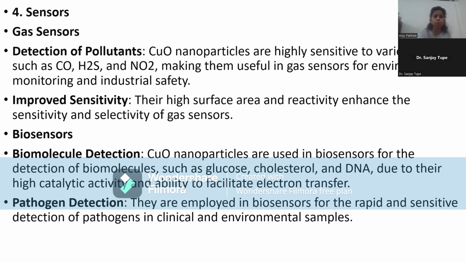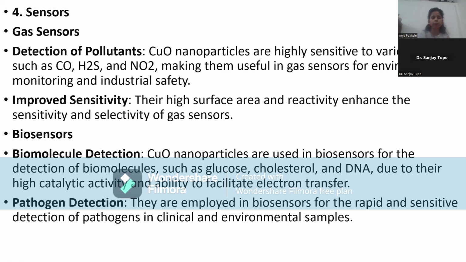Then they can also be used in gas sensors, detection of pollutants, which is an environmental application. Copper oxide nanoparticles are highly sensitive to various pollutants such as carbon monoxide, CO2, H2S, and NO2, making them useful in gas sensors for environmental monitoring and industrial safety. Improved sensitivity: their high surface area and reactivity enhance the sensitivity and selectivity of gas sensors.